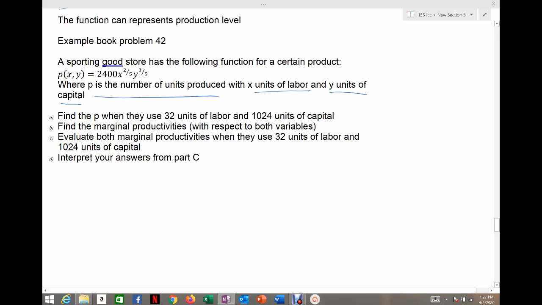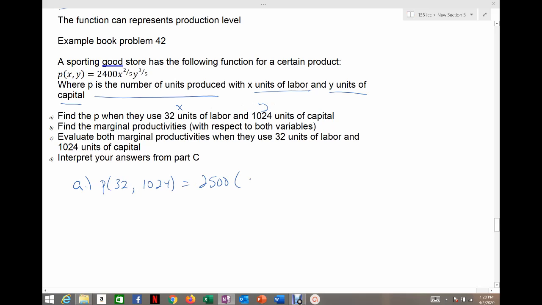So they would represent whatever units, on labor a dollar amount or a unit amount. Find P. We have 32 units of labor and 1,024 units of capital. And then B is marginal productivities, evaluate it and interpret. So A first. A is just find it at x and y. So find our productivity when x is 32, y is 1,024. So this is just plug it into that equation.